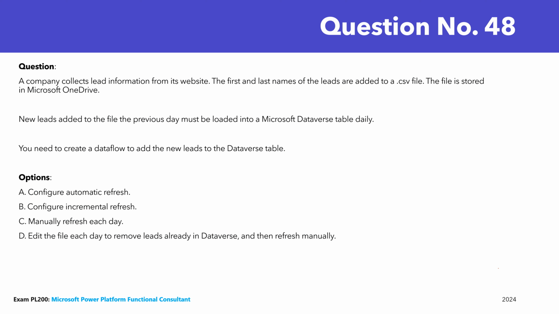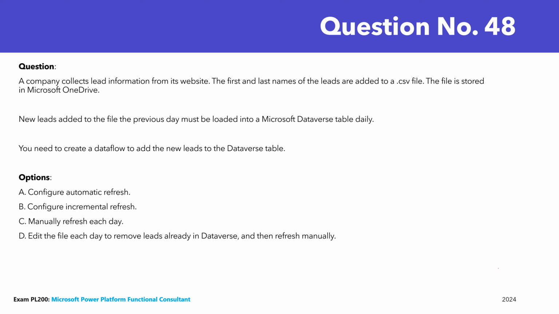Question. A company collects lead information from its website. The first and last names of the leads are added to a .csv file. The file is stored in Microsoft OneDrive. New leads added to the file the previous day must be loaded into a Microsoft Dataverse table daily. You need to create a data flow to add the new leads to the Dataverse table.